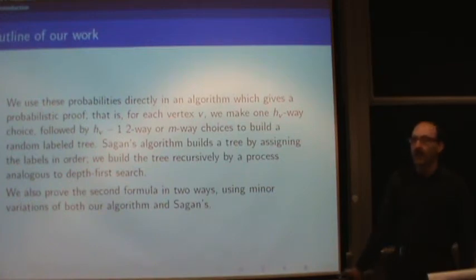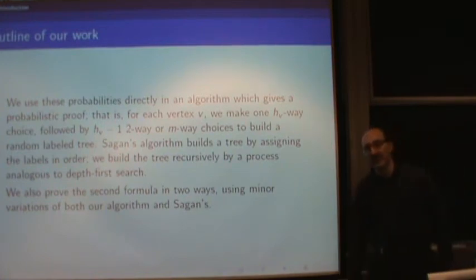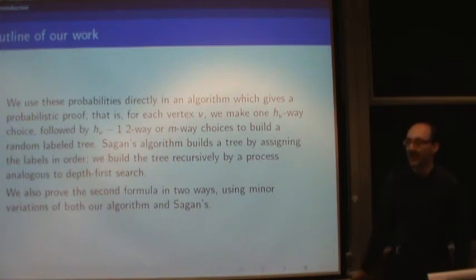So both arguments are ways of getting a tree. Sagan's argument builds the tree in numerical order. You place label 1, then you place 2 somewhere, then 3. We'll construct the tree recursively. Our process is analogous to depth-first search. We construct the tree, then we construct the subtree for the root, then we construct the subtree for the leftmost descendant, then for the second descendant, then for the third, if there are 3 descendants of the root.